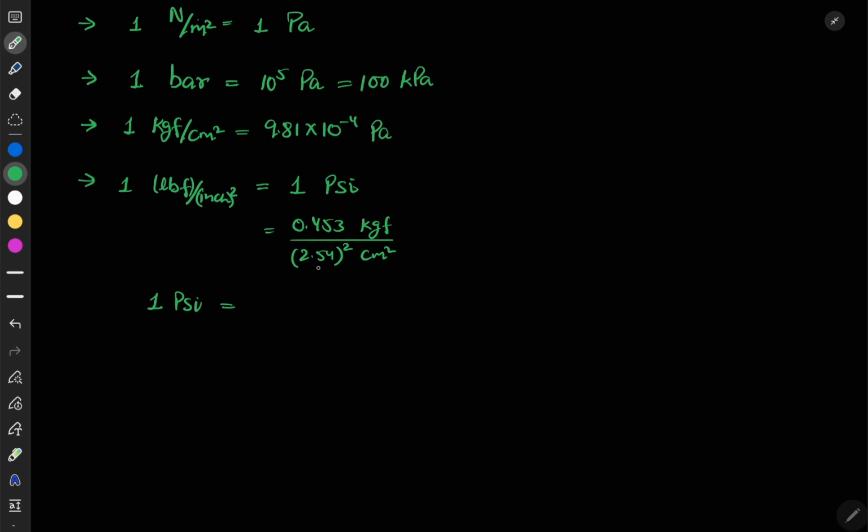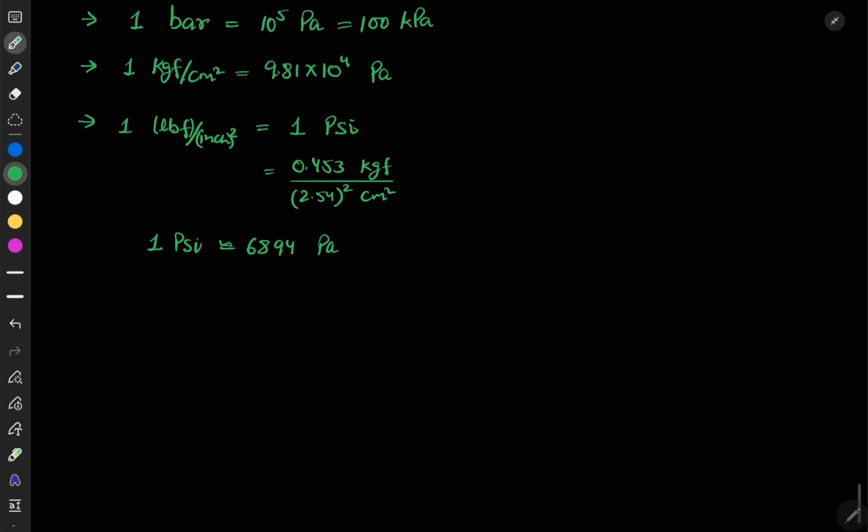Similarly, I can convert 1 psi into Pascal also, which is written as 6894 Pascal. Sorry, the kgf value should be 10 power 4.